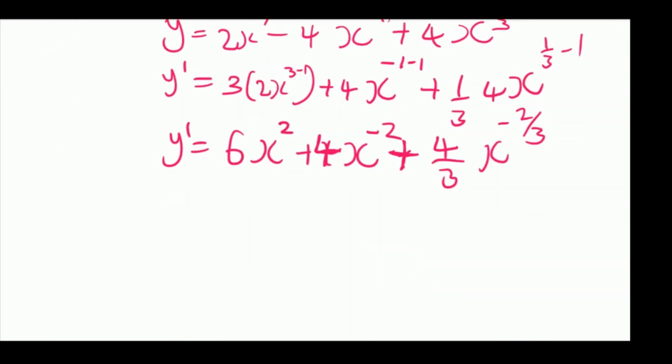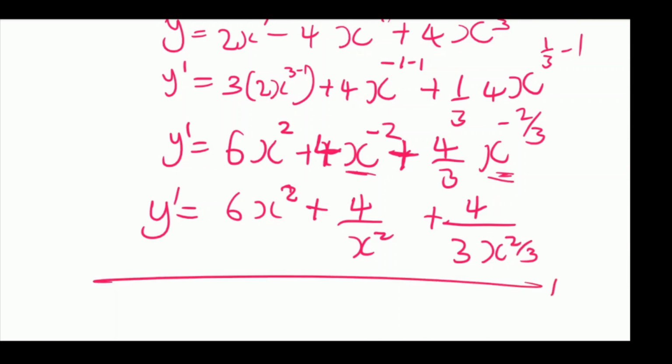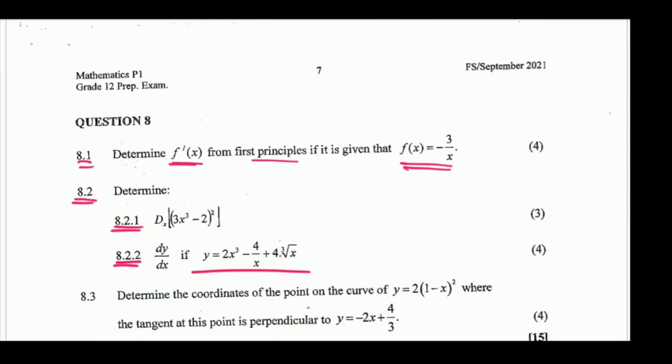So you can leave your answer like this, or you can simply write y derivative is equal to 6x squared plus 4 over x squared, since you drop this x to the power of minus 2, plus 4 over 3x to the power of 2 over 3, because the power is negative. So this is your derivative.